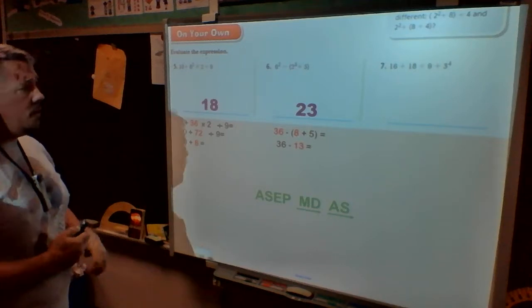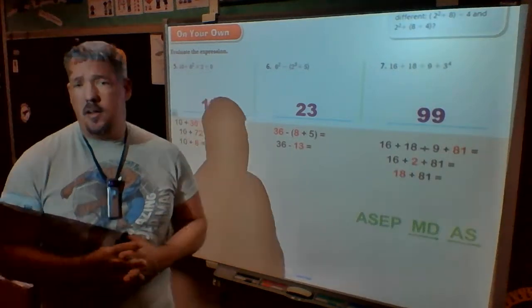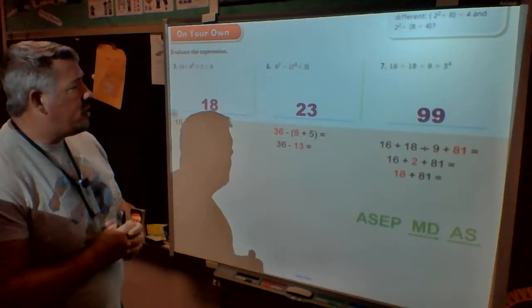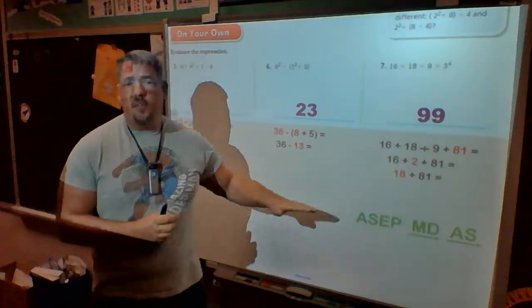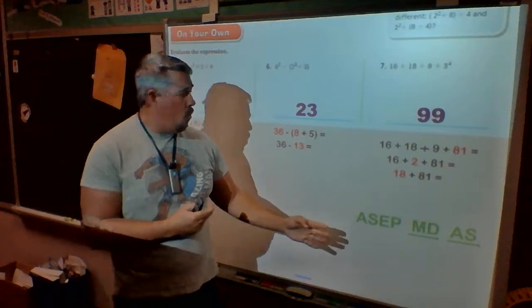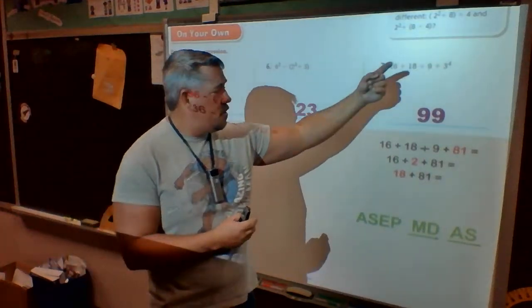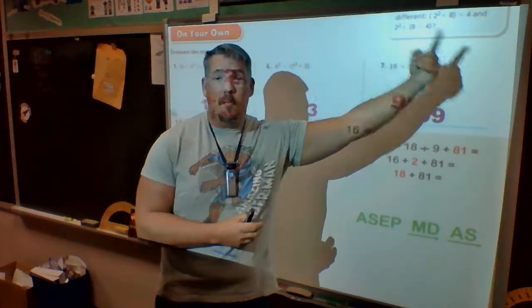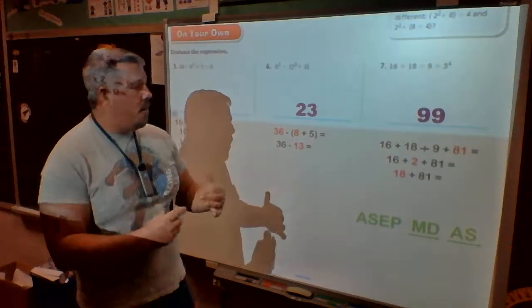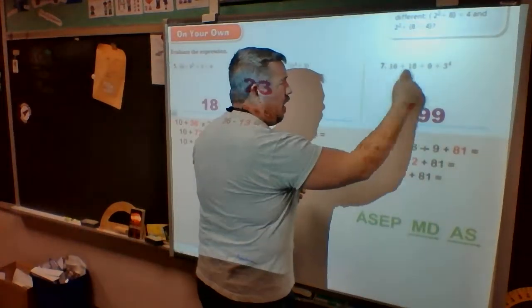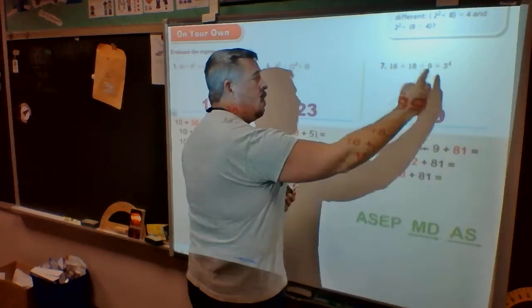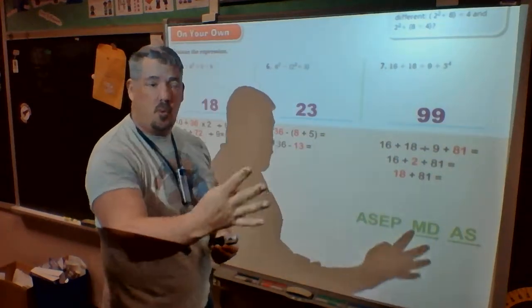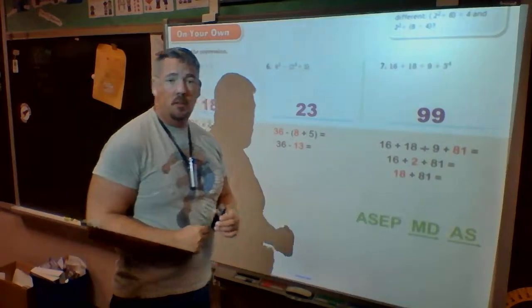Finally, on number 7, you should have gotten 99 as your answer. Looking at the steps, I only have one of these in the first grouping of 4, right? I only have one exponent, and that was 3 times 3 times 3 times 3. So my first layer that I wrote down had a lot to keep. 16 plus 18 divided by 9 plus, well, 3 times 3 times 3 times 3 is 81.